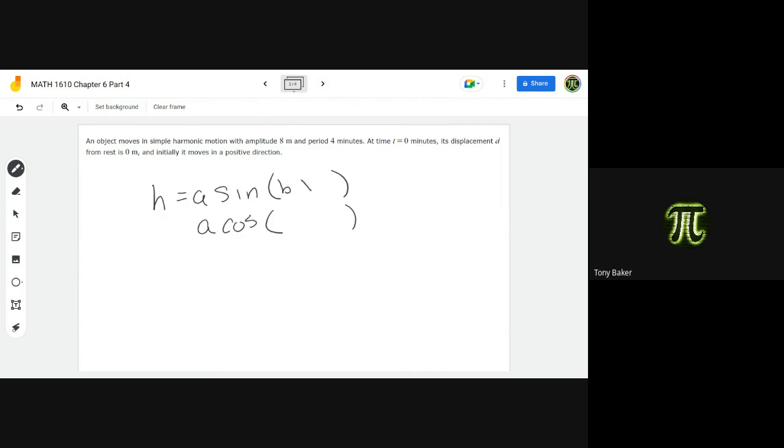So those are the two things that I'm looking for. Well, three things. We need to figure out which function we're using, and then what the amplitude is and what the period is.